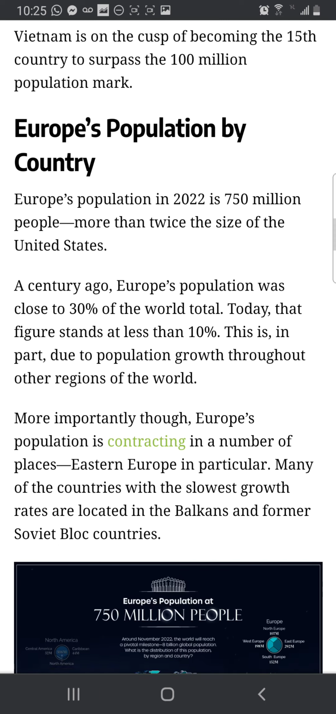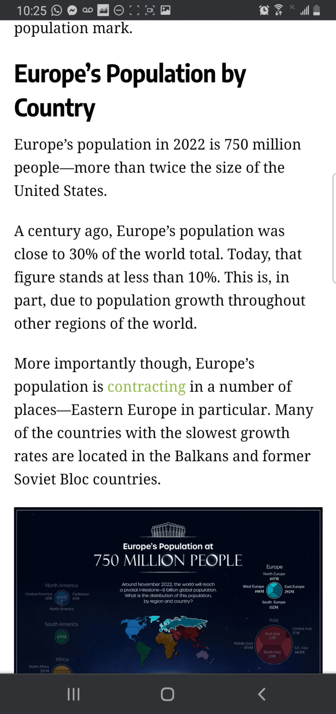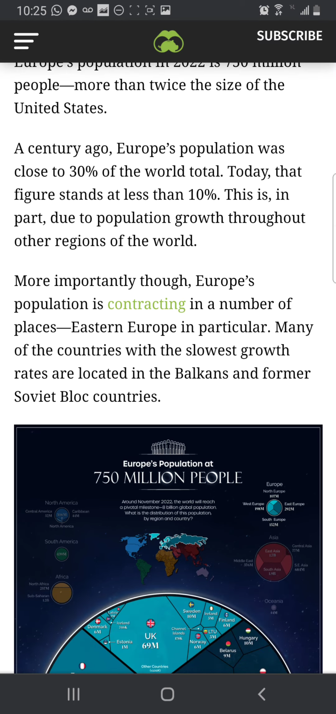Europe's population by country. Europe's population in 2022 is 550 million, more than twice the size of the United States. A century ago, Europe's population was close to 30% of the world's total. Today, that figure stands at less than 10%.